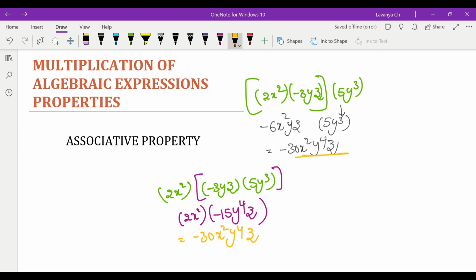Now if we look at these results in the first case and the second case, the polynomials are the same, but we have rearranged the parentheses. Both are leading to the same result. So multiplication of algebraic expressions is associative.